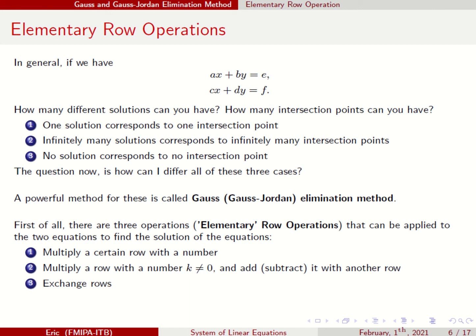And last, if I multiply a row with a number k that doesn't equal 0 and add or subtract it to another row, the solution doesn't change also. Let's have a look at an example.